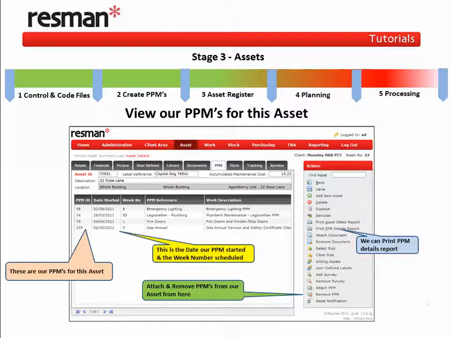In the green callout, it says we can attach and remove PPMs from our asset from here. And if we take that option, we get a list of PPMs and a calendar control to select the PPM start date. A little later, we'll explore how we can add a PPM to multiple assets at a time. Finally, the blue callout says we can print PPM details report from here, and we'll take a look at that now.